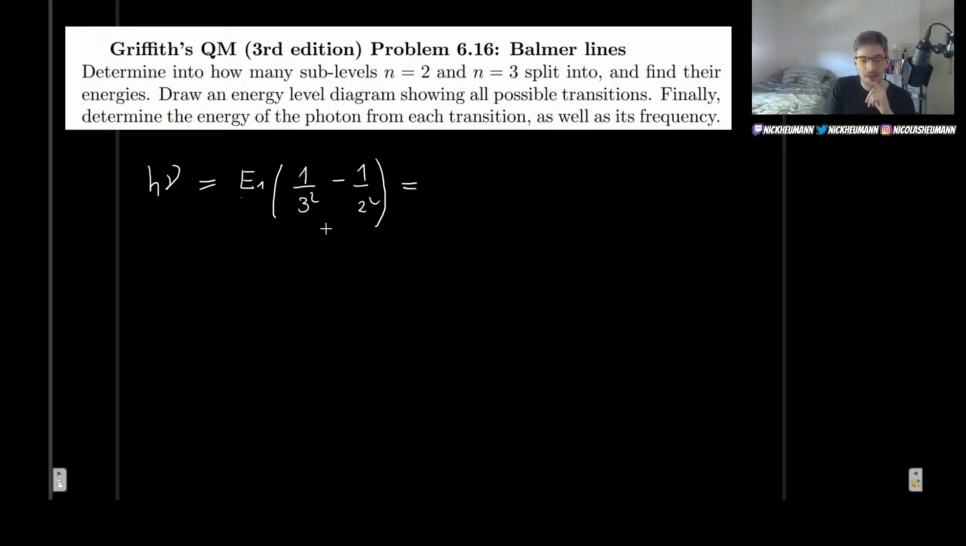So what does this mean? This means that we get E1 multiplying 1 over 9 minus 1 over 4. So we have to take a common denominator here. So just multiply through. And what do we get? Up here we will get 4 minus 9, and this is all divided by 36. So this would be minus 5 over 36. So we get minus 5 over 36 times E1. And this is, of course, equal to h nu.